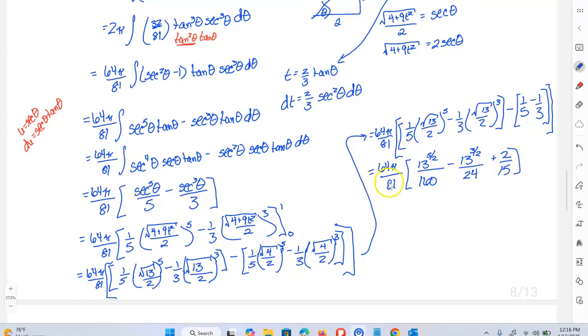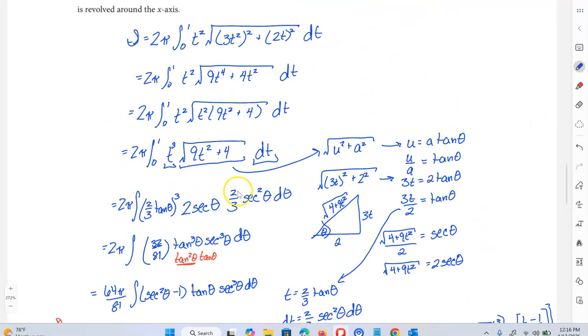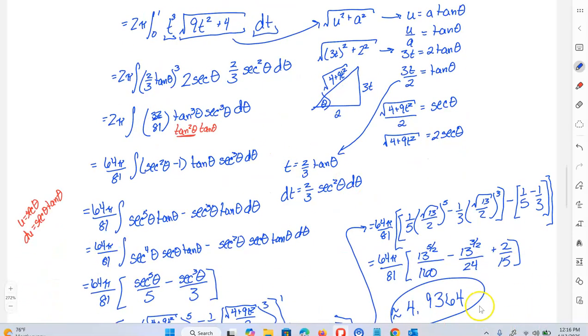So my final answer is 64 pi over 81 times 13 to the 5/2 over 160 minus 13 to the 3/2 over 224 plus 2 over 15. And if I were to get a decimal representation for that, it's about 4.9364. And I can check that using something like Wolfram Alpha. And if I were to type this in, it will give me the same decimal representation.